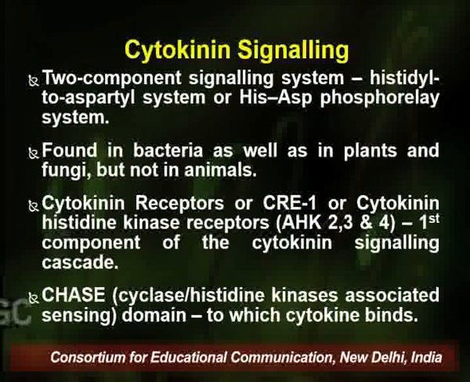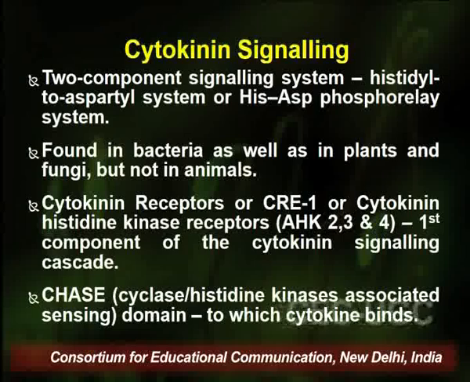Now we move on to the cytokinin signaling pathway and how cytokinins produce their effect on the physiological and biochemical aspects of the plant. This signaling system is normally considered a two-component signaling system, which is also known as the histidyl aspartyl system or histidyl aspartyl phosphorelay system. The term phosphorelay is given because during this signaling pathway, the phosphate group is passed on from one component to another, finally leading to the activation of the cytokinin transcription factor, which increases the expression of the genes that produce the effects related to cytokinins.